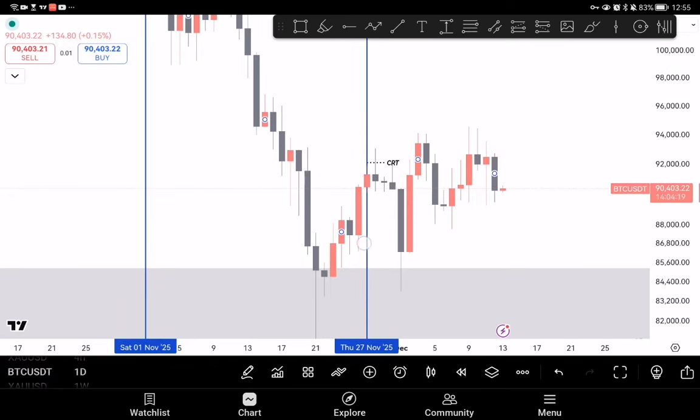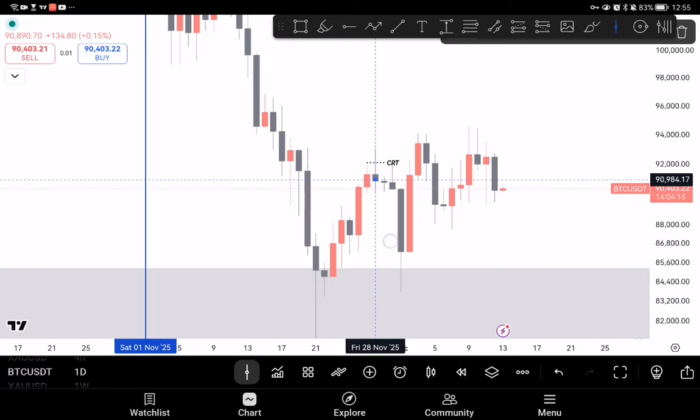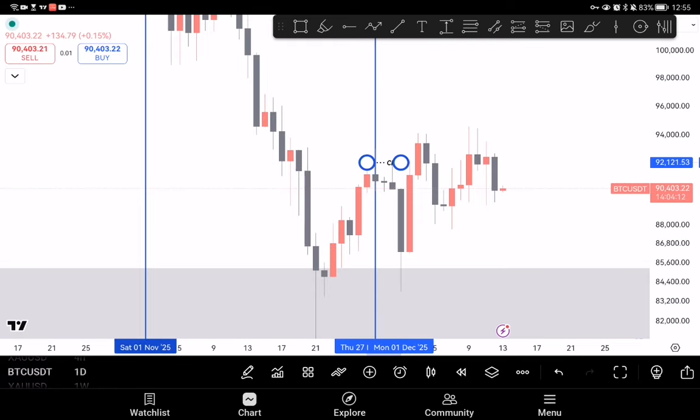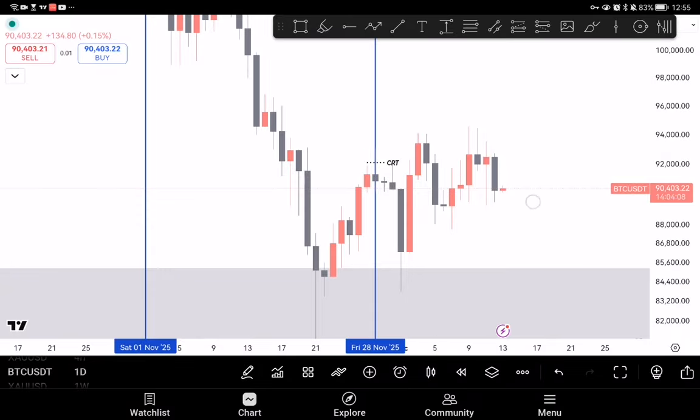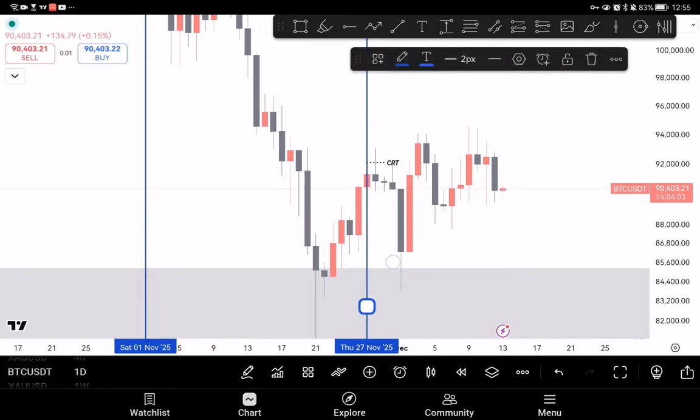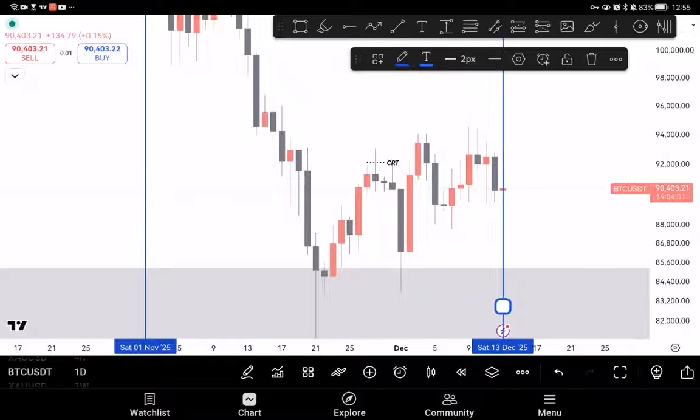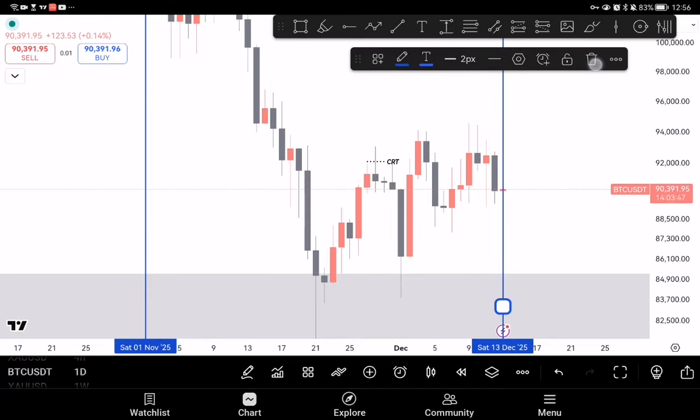So you're going to see that this second candlestick right here swept the high of this first one and closed back with a wick. The wick is very important. However, if it had closed above with a full body, that was going to give me a continuation sign, right? Good. Now I have this CRT point here.